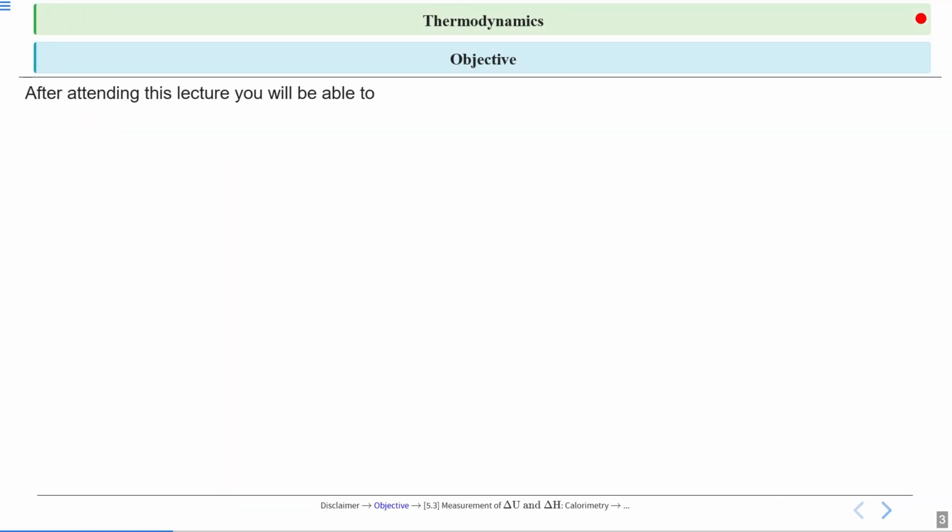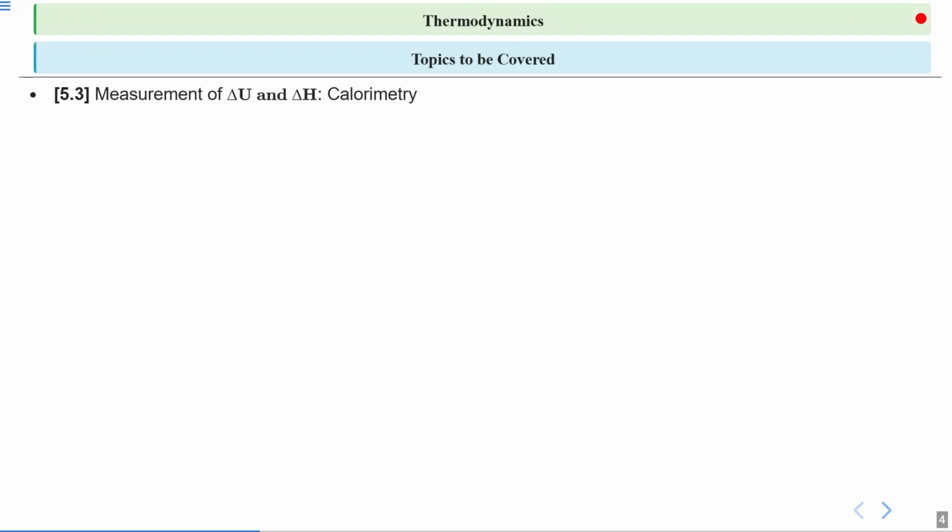Now in this class our objective would be to see the experimental method for the determination of the internal energy change, which is represented here by delta U. Now we already know that we are covering the section 5.3 and in it we have the measurement of delta U and delta H. Now our objective is to specifically look at delta U. We will look at the delta H in the next session. So which is internal energy change.